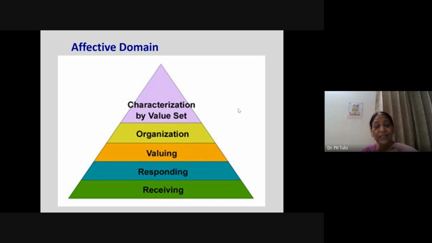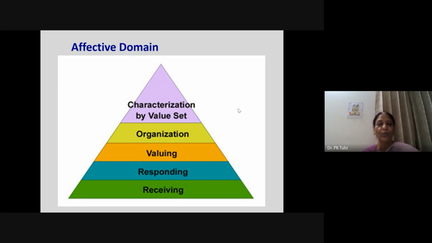Somebody values relationship, somebody values money more than relationship. Somebody values relationship more than honesty and so on, or somebody is more honest and gives less value to the relationship. So everybody has his own prioritization. Then characterization by value set is when you personify a particular value.